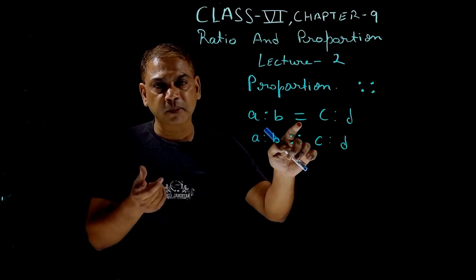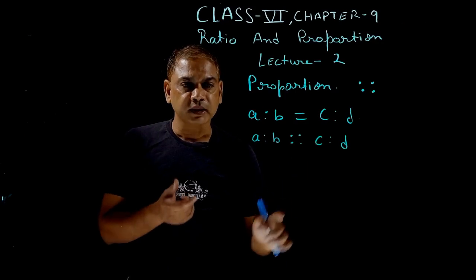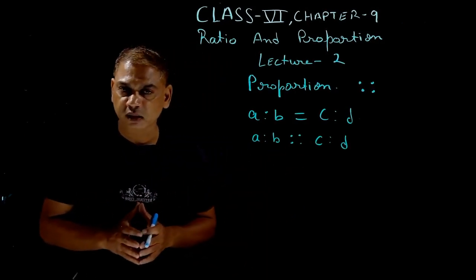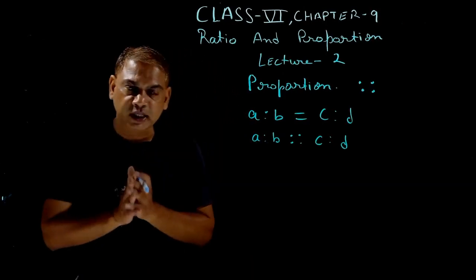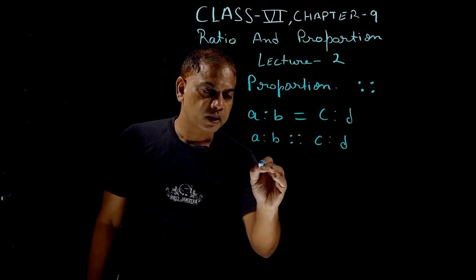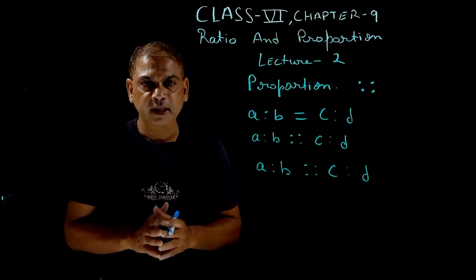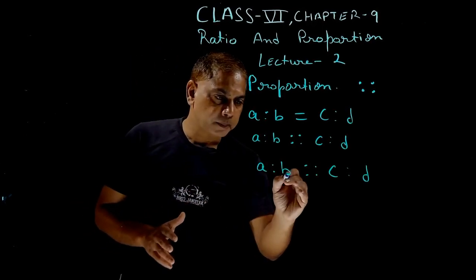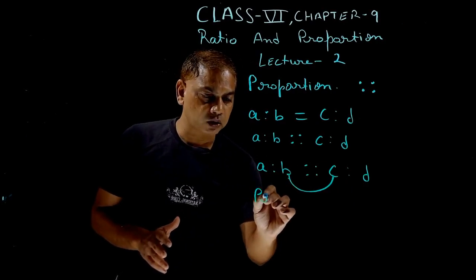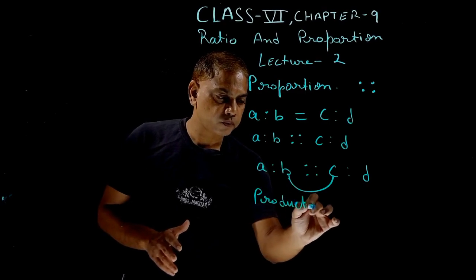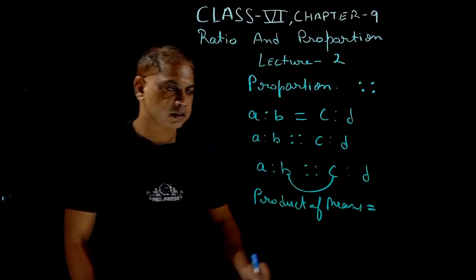Now instead of writing them equal, I will use the sign of proportion. A is to B is proportion to C is to D. That means these ratios are equal. Clear? Good. Now when ratios are equal, students, what we do, A is to B is to C is to D. Then if ratios are in proportion, then product of means, B and C is known as means. Product of means is equal to product of extremes.